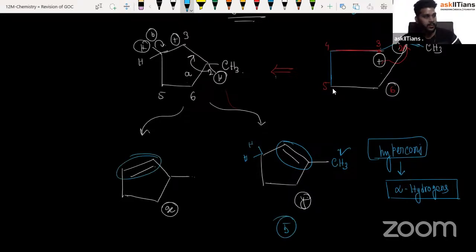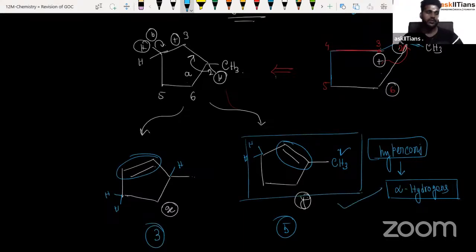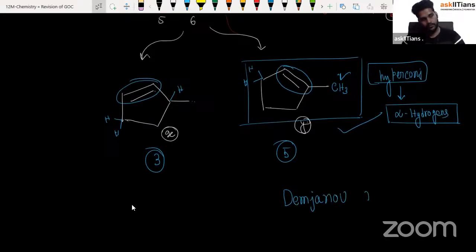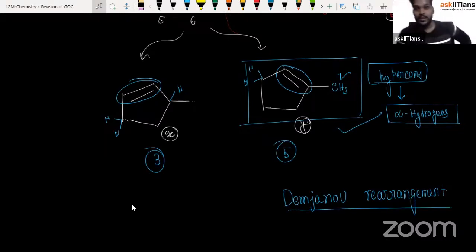What about this alkene? How many alpha hydrogens do you see? 1, 2, 3. 3. Which one is more stable? Y. This is my final product for this question. Okay. The topic that I taught you the entire session today goes by the name Demyanov rearrangement. The thing that I taught you is known as Demyanov rearrangement.